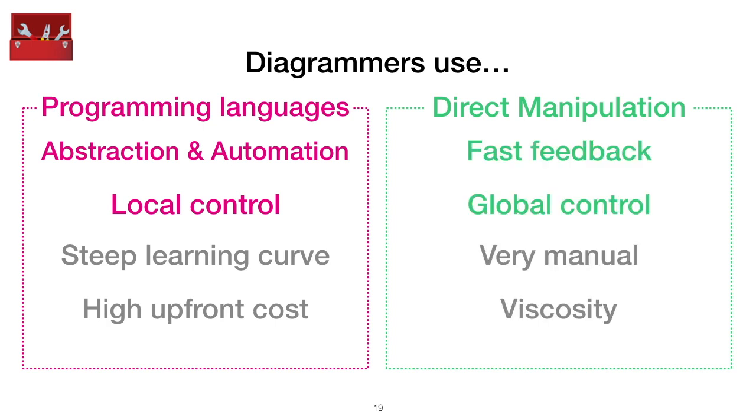For direct manipulation tools, our participants like their faster feedback cycles and the ability to see and control how shapes relate to each other globally. The cost of this is that the drawing process tends to be highly manual, and the diagram interface can be very viscous. In other words, once drawn, it's tedious to make a change because many of their shapes need to be manipulated manually to accommodate the new change.